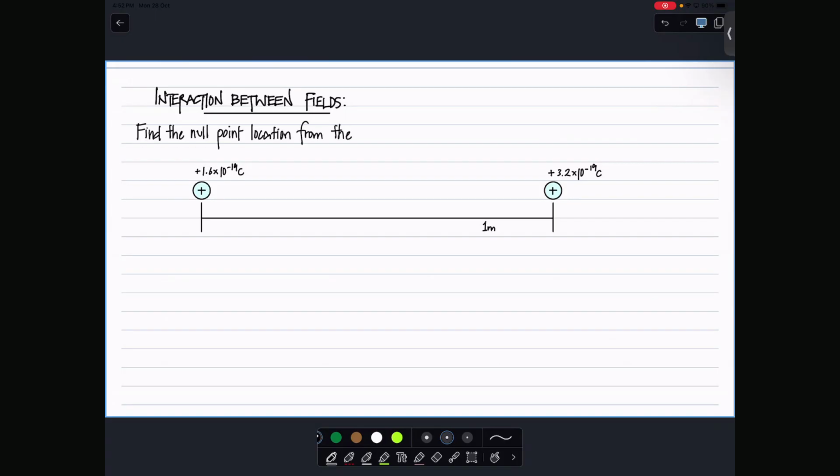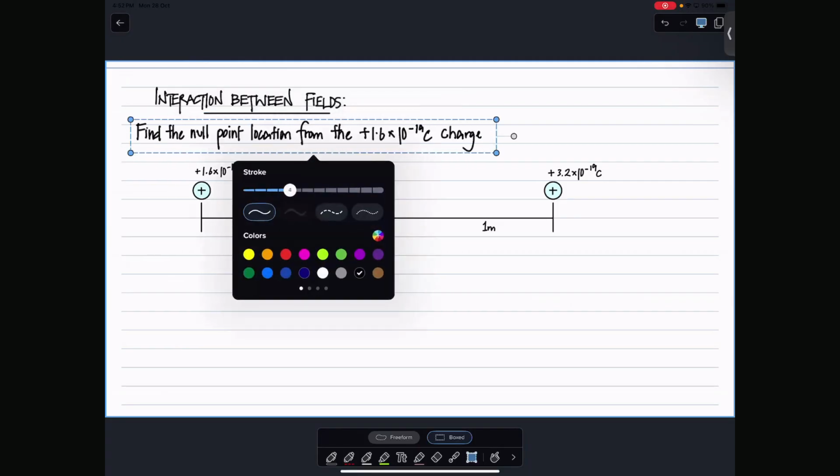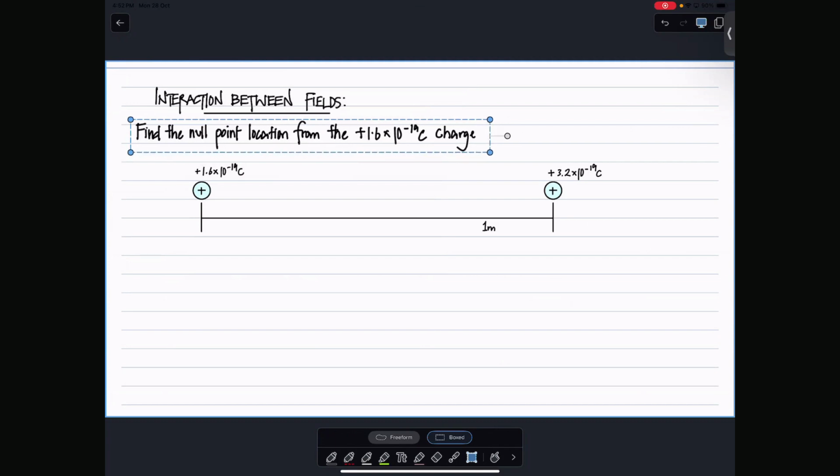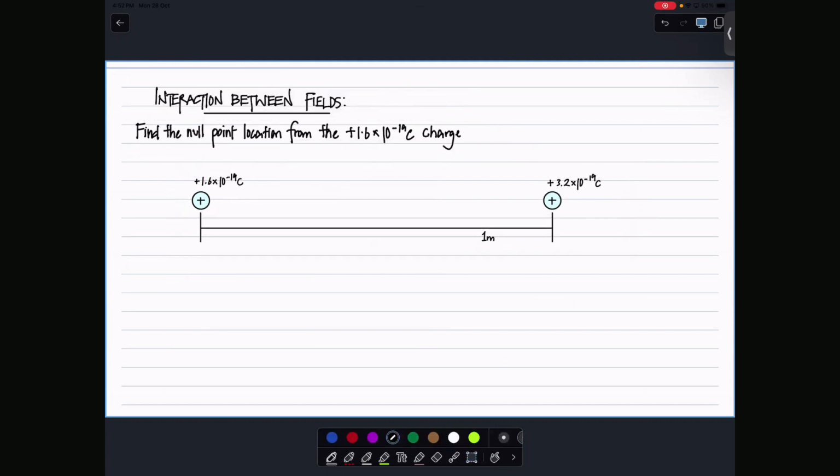The null point location is from the plus 1.6 times 10 to the power minus 19 coulomb charge. So where is it? The distance that you're trying to find is basically that distance, x. Null point, let's say.